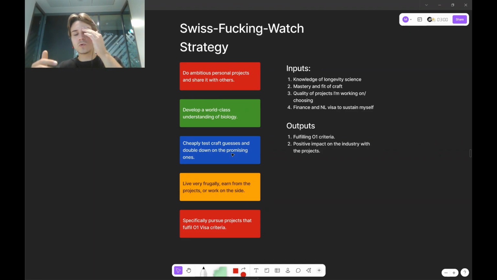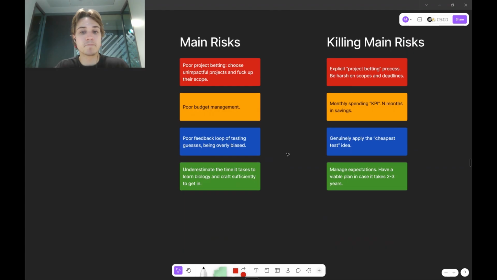And I still have to make sure that my projects exactly fulfill the O1 criteria, besides also, of course, being useful for the industry, so this whole journey doesn't take forever. So still making sure that I'm scoping the work correctly and so on. So inputs would not really change. It would be knowledge of maybe not longevity science, maybe alignment science, machine learning, and so on, still mastery of the craft, still quality of projects, and still finance and an NL visa to just sustain myself. And output still will be fulfilling all the O1 criteria and positive impact on the industry.